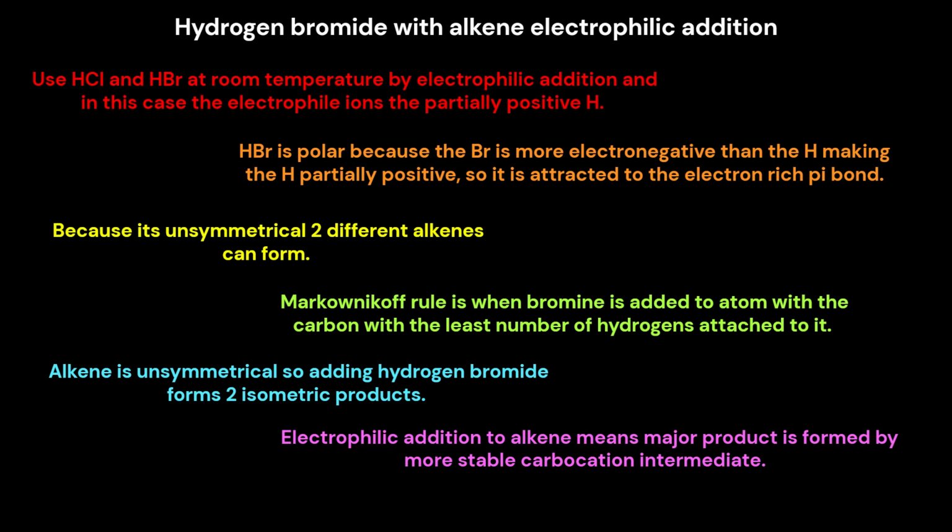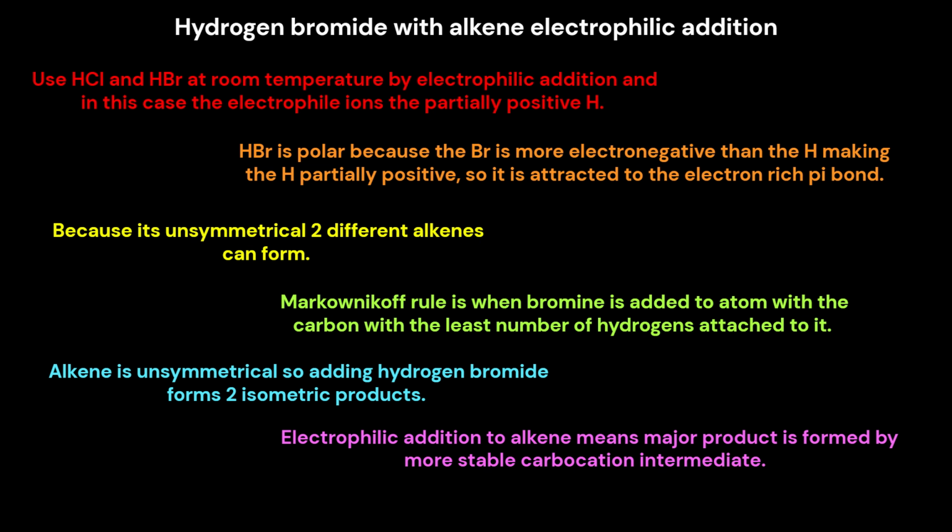Hydrogen bromide with alkene: electrophilic addition. Use HCl and HBr at room temperature by electrophilic addition, and in this case the electrophile is the partially positive H. HBr is polar, because the Br is more electronegative than the H, making the H partially positive, so it is attracted to the electron-rich pi bond. Because the alkene is unsymmetrical, two different products can form.